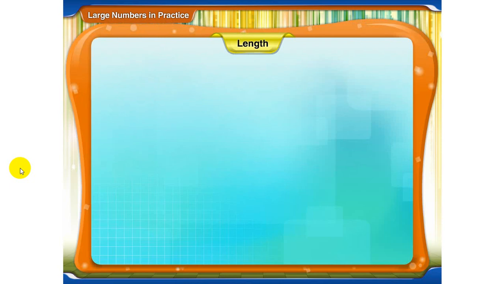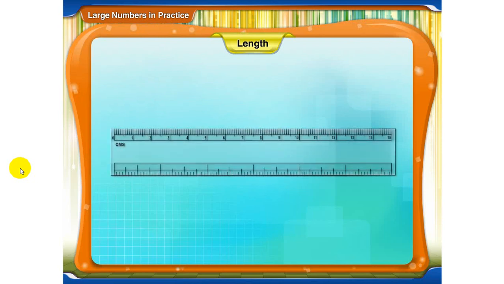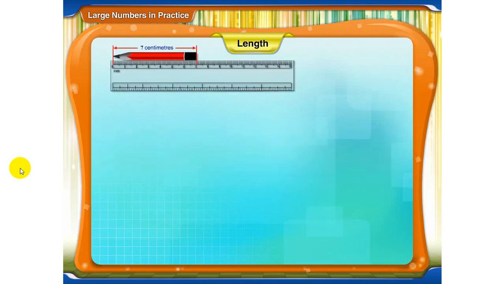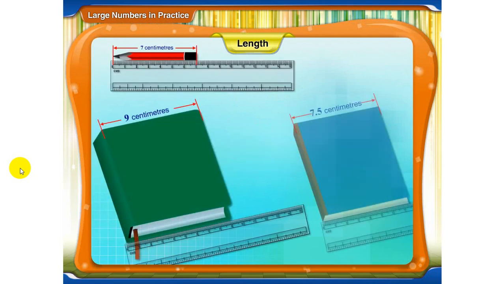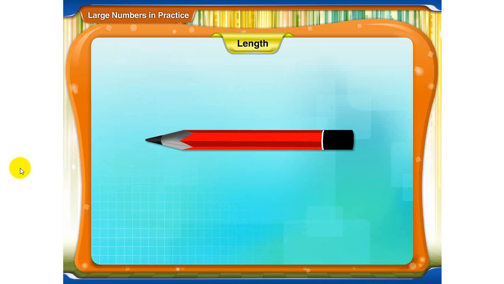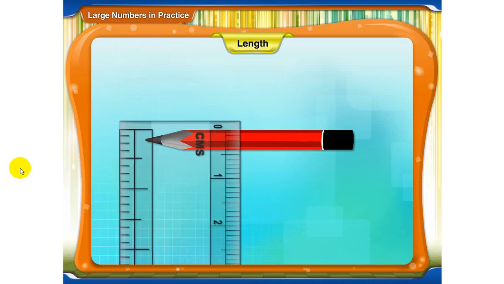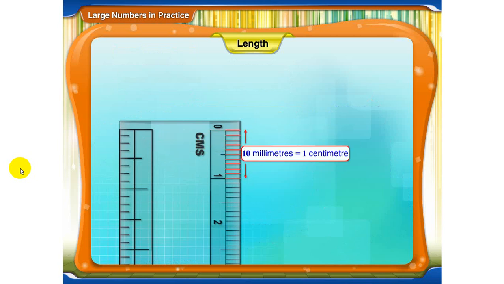Large numbers in practice. Length. In earlier classes, we have learned that we use centimeter as a unit of length. For measuring the length of a pencil, the width of a book or a notebook, etc., we use centimeter. For measuring the thickness of a pencil, however, we find centimeter too big. We use millimeter to show the thickness of a pencil. A. 10 millimeters is equal to 1 centimeter.